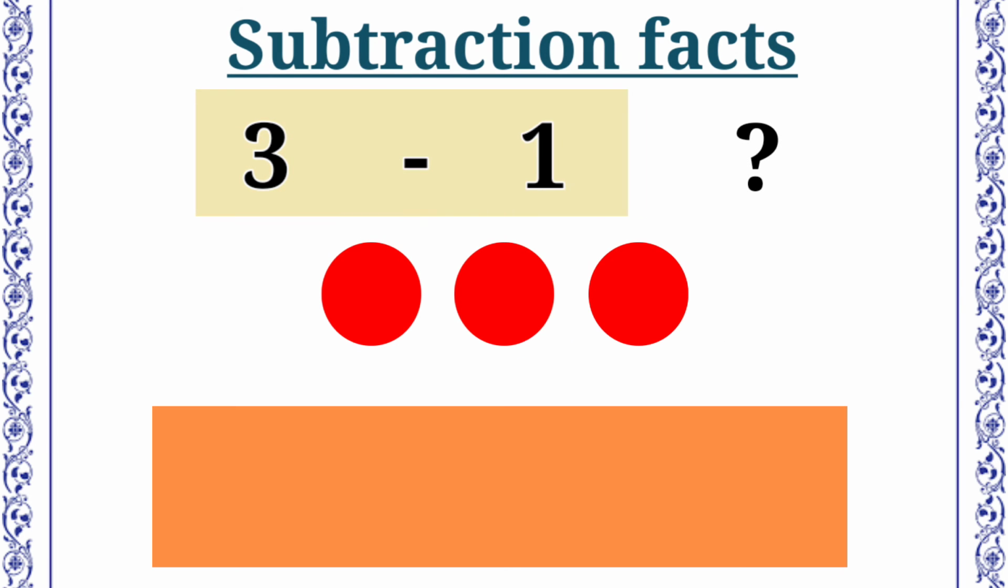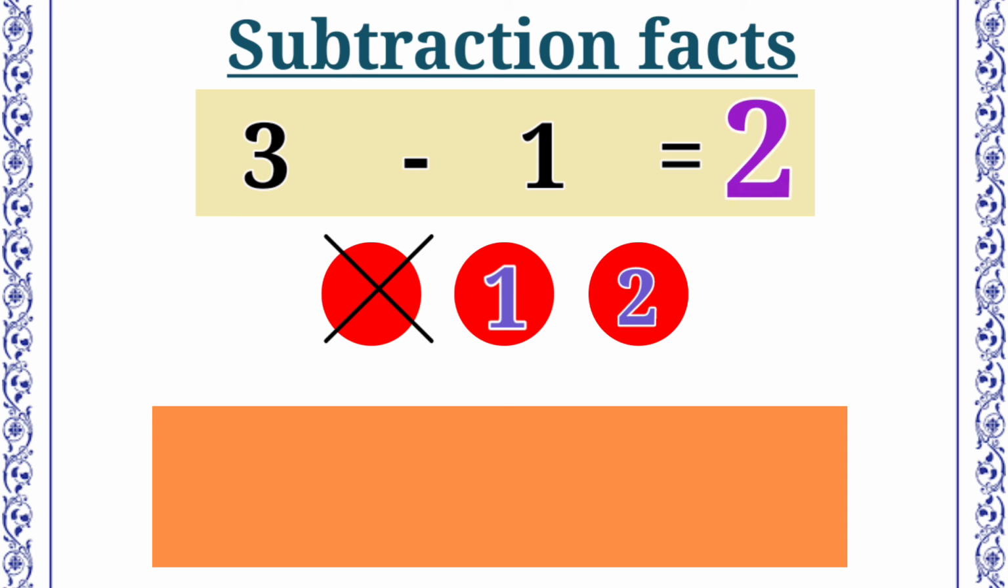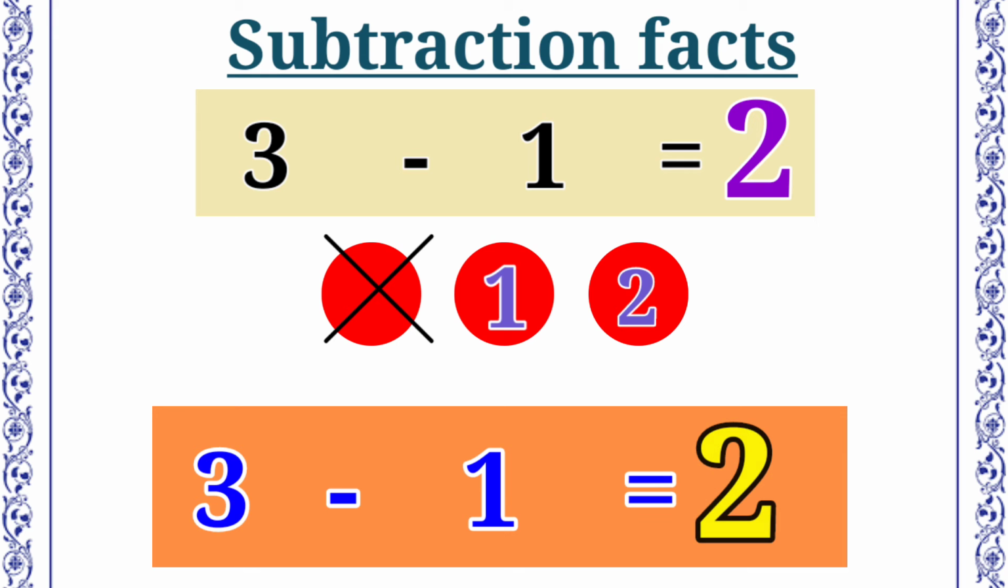Then 3 minus 1. Count the dots that are not crossed. 1, 2. Here 2 dots only. 3 minus 1 is equal to 2.